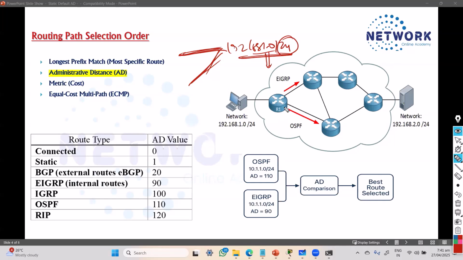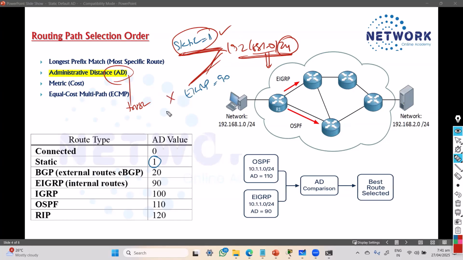If you remember, we already discussed what administrative distance is. It is the trustworthiness of the information. If I'm receiving one route as a static and another one from EIGRP, the static AD value is 1 and the EIGRP AD value is 90. So it will prefer static over EIGRP.